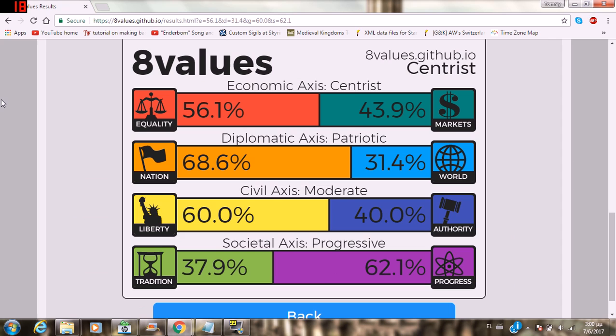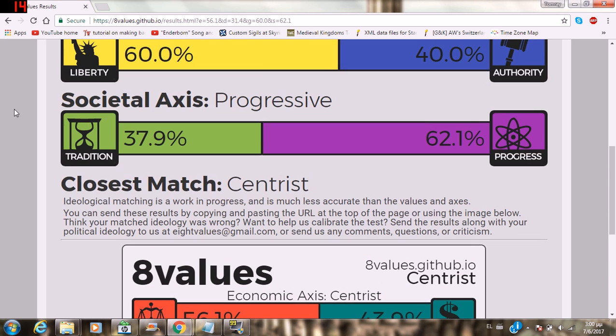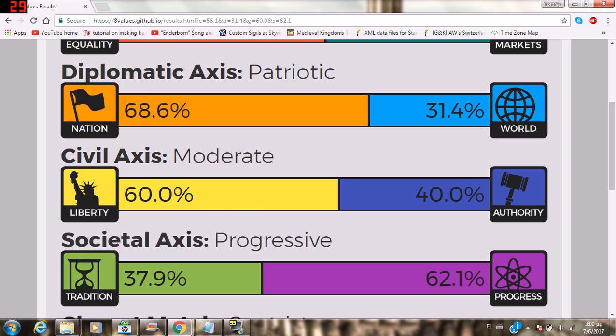So yeah, that was the quiz. You can find the description below if you wanna take it yourself, and I had fun, I guess. I think it's accurate enough. I don't know why it says moderate here. I mean, 60-40 isn't exactly moderate now, is it? Come on.